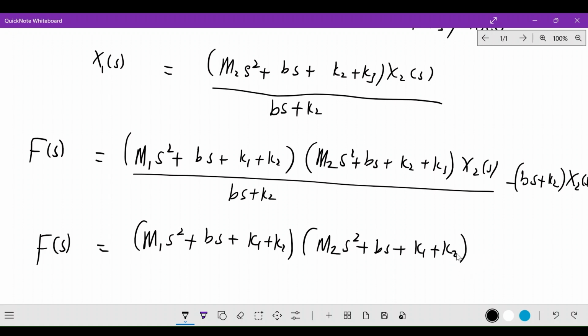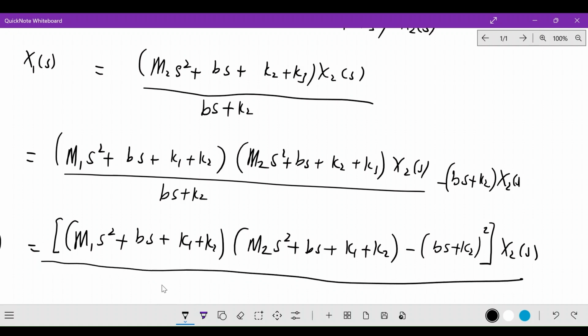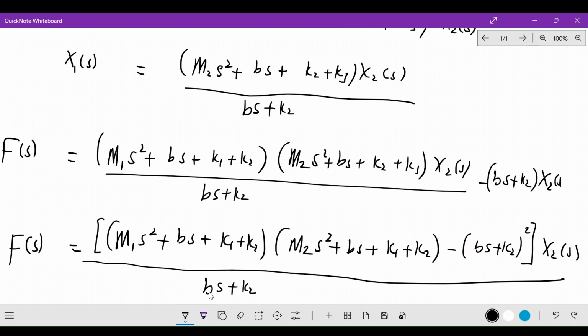Okay, so what I'm going to do, I'm going to factorize since x2 of s is common to both, right? So I'm going to put these brackets here, and then here, since I'm out to write this single fraction, this will be bs plus k2 squared, right? Like this, okay? And then I put x2 of s outside like this, and then this will be over what? The same, which is bs plus k2.